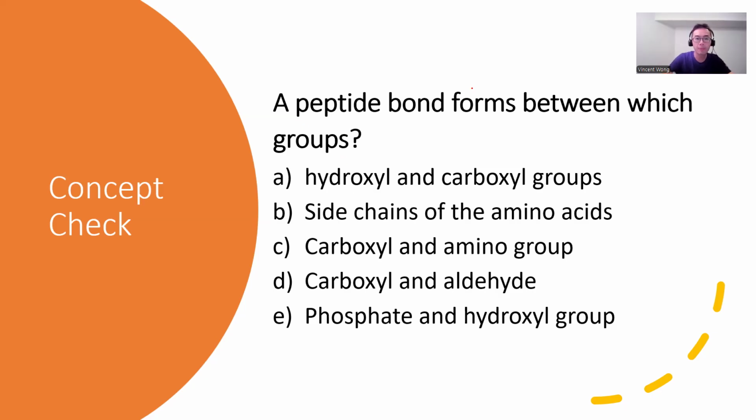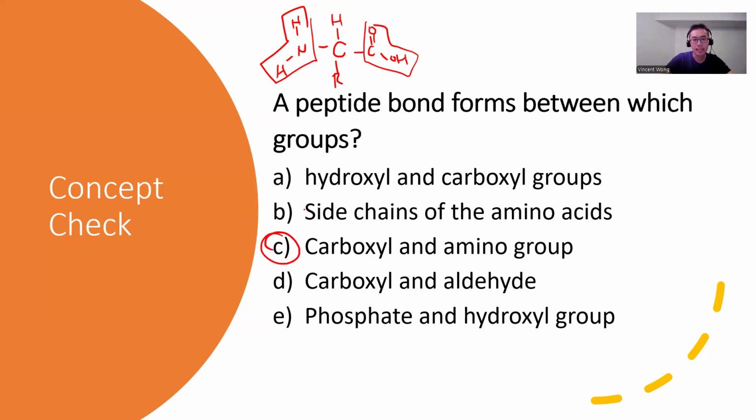First one: a peptide bond forms between which group? If you remember, the amino acid looks like this. If you have two of these together, you need to connect this group with this group. In the notes, we wrote it down. This group here with the COOH is called a carboxyl group, and this here is called an amino group. So to form a peptide bond, we need to connect those two things together. Carboxyl and amino.